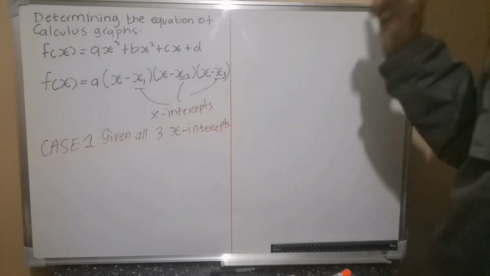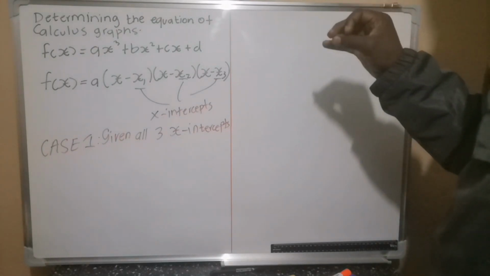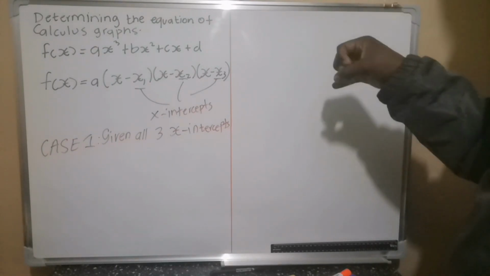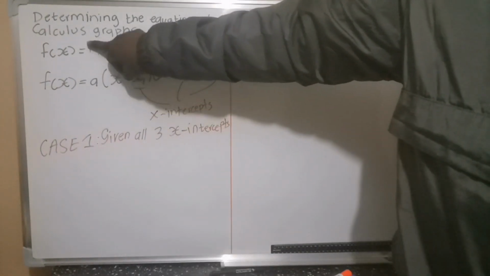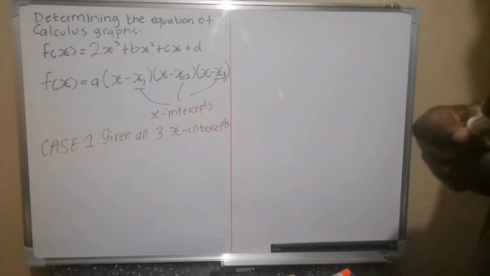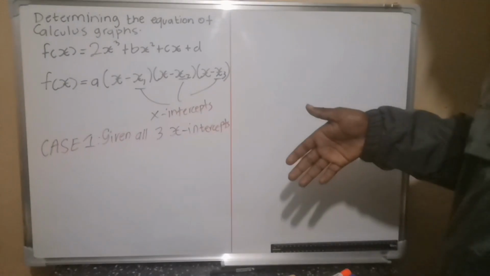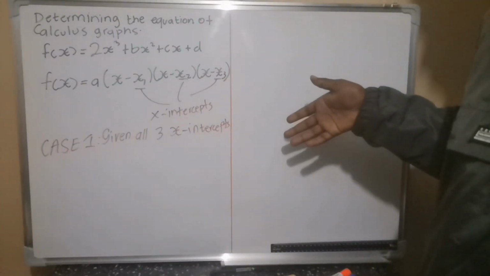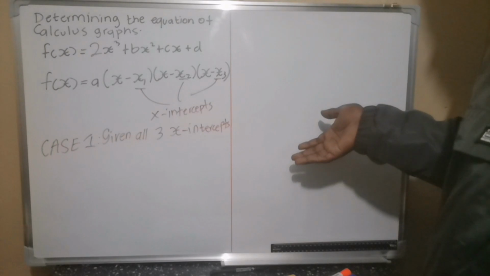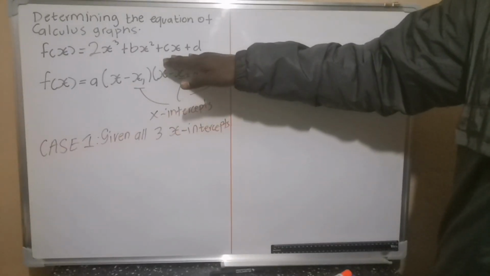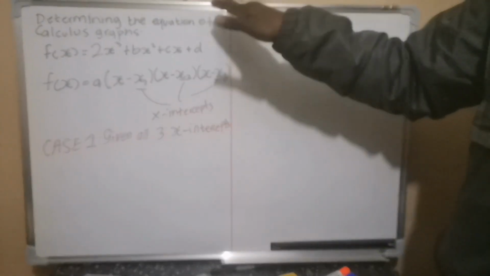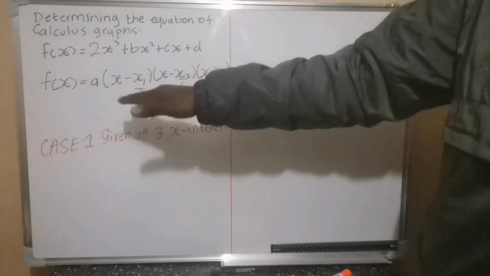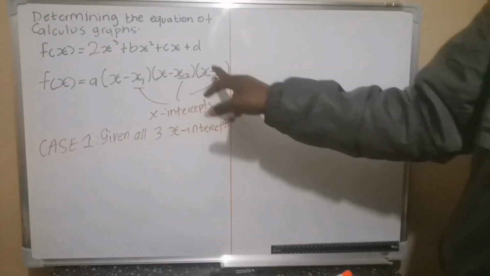you need to be given 2 things. The first one, they need to give you the value of a itself here. They can say here it's 2. They can give you the value of a itself, or it may be given to us in the equation. They can give you this equation. They will say determine the equation of this function, with the graph or the coordinates of the x-intercepts.